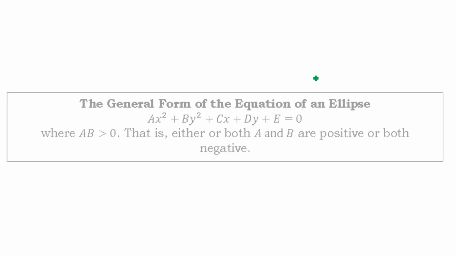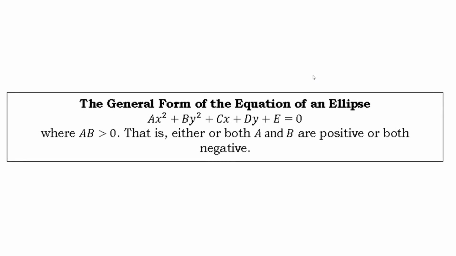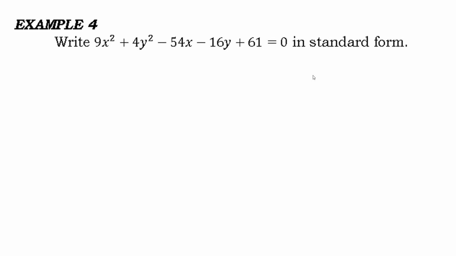Okay, now, let's have the general form of the equation of an ellipse. Okay, it has a general equation of ax squared plus by squared plus cx plus dy plus e equals 0, where the product of a and b must be greater than 0. That is, either or both a and b are positive or both negative. So, pwede negative ang a and b. Okay, but we have to see to it that the product of a and b must be greater than 0. Okay, so write 9x squared plus 4y squared minus 54x minus 16y plus 61 equals 0 in standard form.